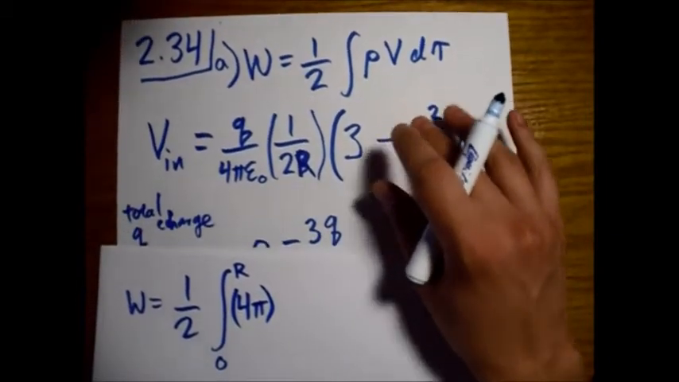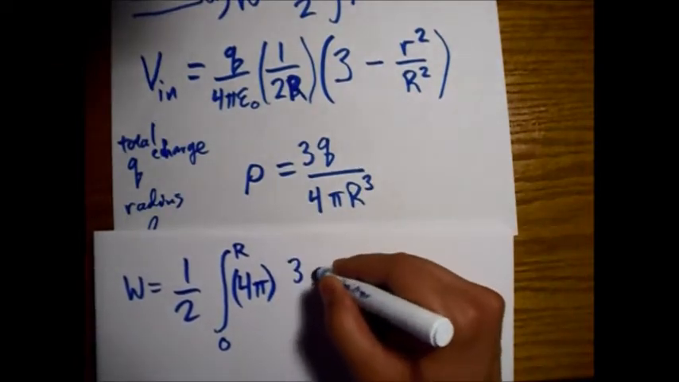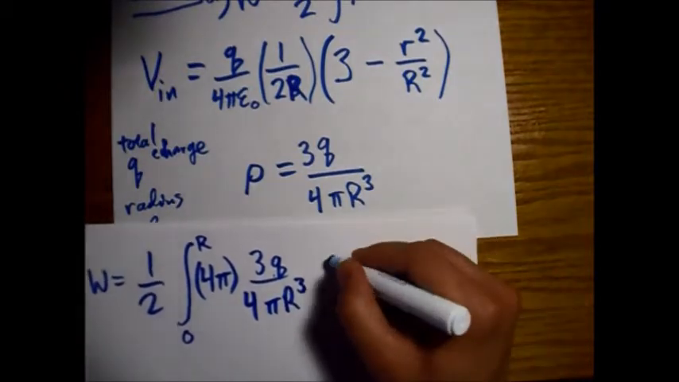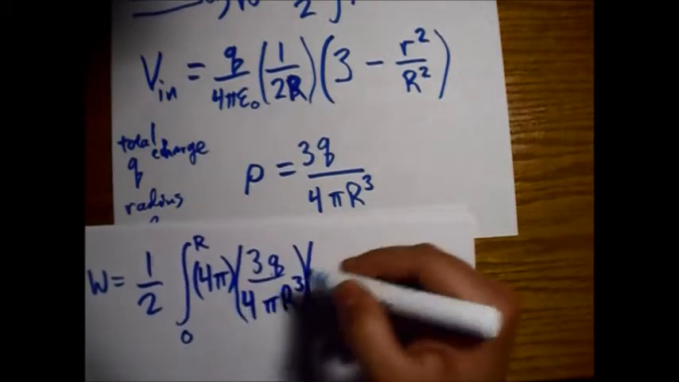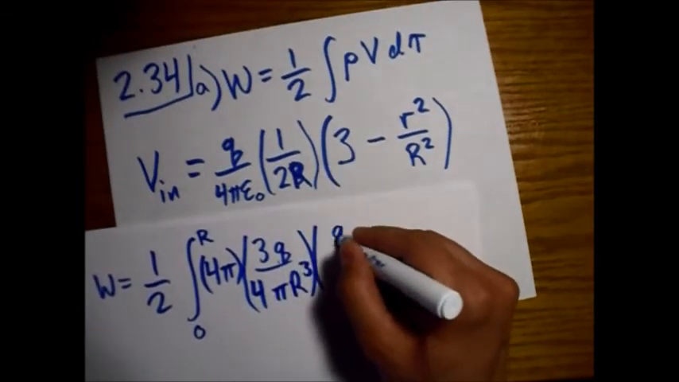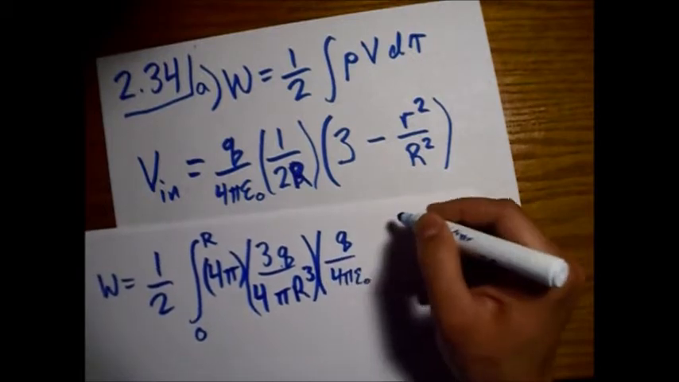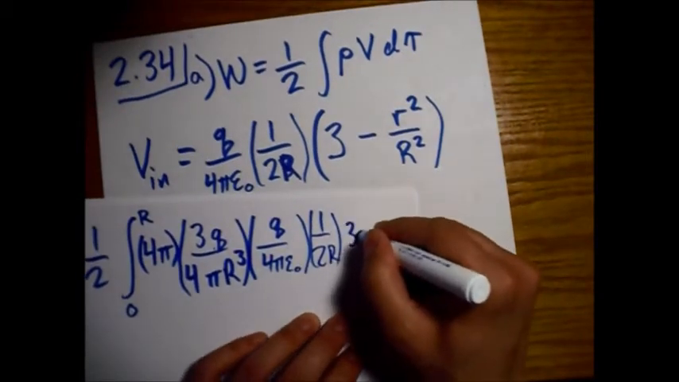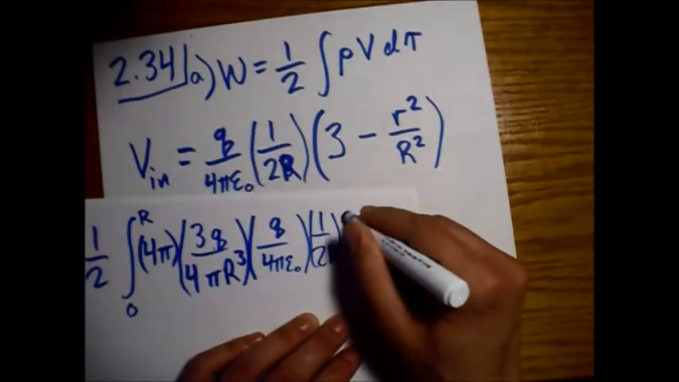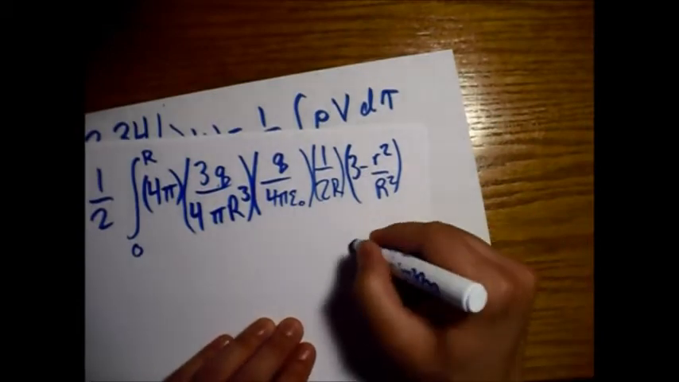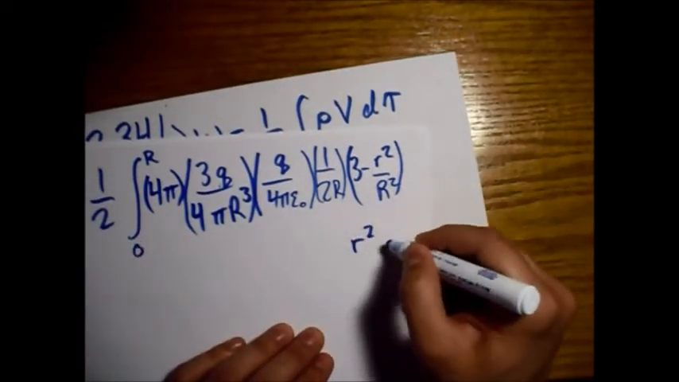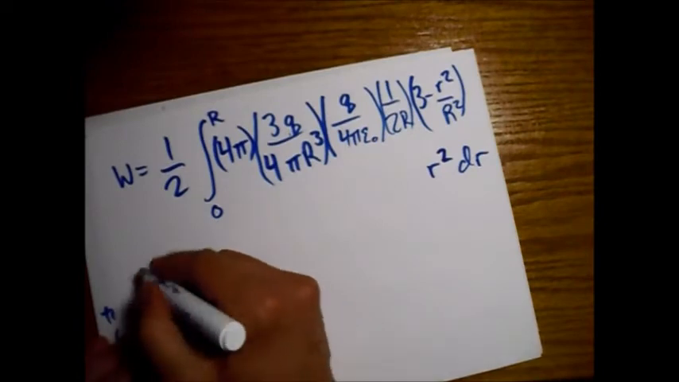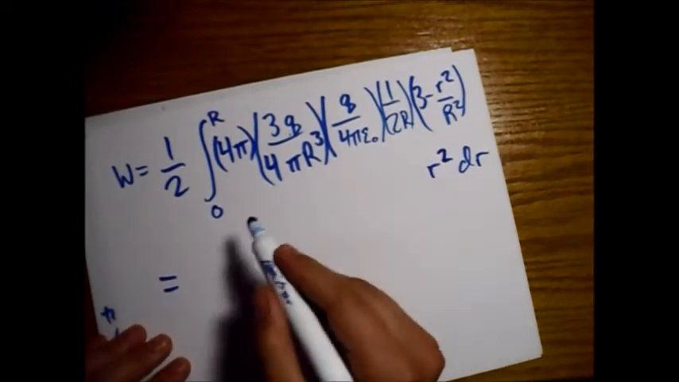Okay, so I kind of skipped ahead and did a little bit of this volume right here, but now we need our rho, 3q over 4 pi r cubed, and then we have our V here, q over 4 pi epsilon naught, 1 over 2 big R, times 3 minus r squared over big R squared. And then for our radial integration, we still have a factor of r squared from our Jacobian, so r squared dr.